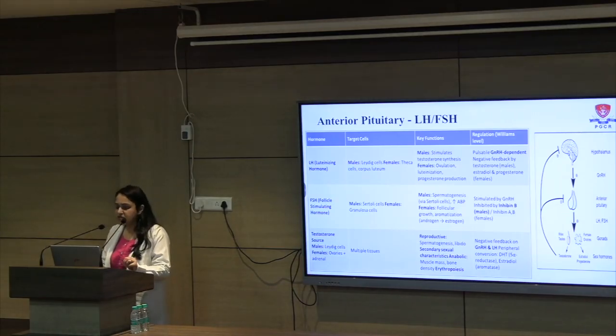Next, coming to LH and FSH. Now this diagram shows the HPG axis. The gonadotropin releasing hormone stimulates LH and FSH, which act on the gonads to produce sex steroids with negative feedback. Luteinizing hormone drives testosterone production in males and ovulation and progesterone in females. FSH regulates spermatogenesis via the Sertoli cells and follicular growth, and estrogen production via the granulosa cells. Testosterone promotes spermatogenesis, libido, secondary sexual characteristics, and has anabolic effects on muscle and bone.